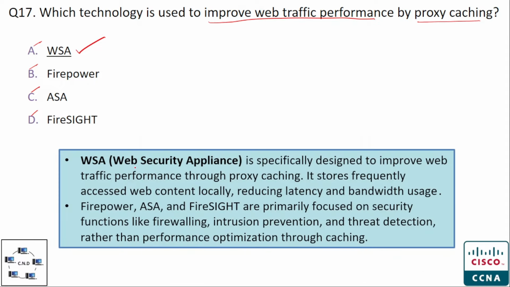The WSA, or Web Security Appliance, is specifically designed to improve web traffic performance through proxy caching. It stores frequently accessed web content locally, reducing latency and bandwidth usage. Firepower, ASA, and FireSIGHT are primarily focused on security functions like firewalling, intrusion prevention, and threat detection rather than performance optimization through caching.